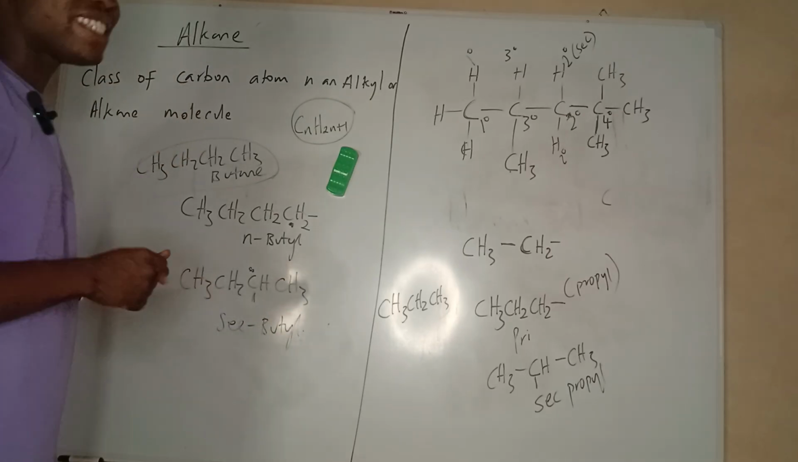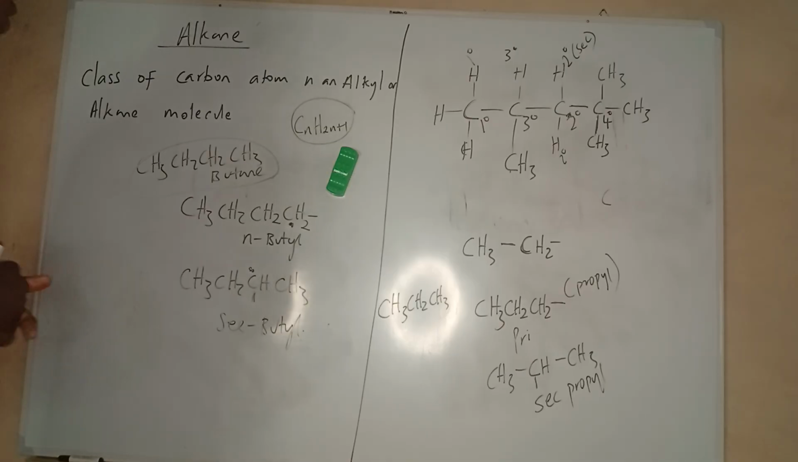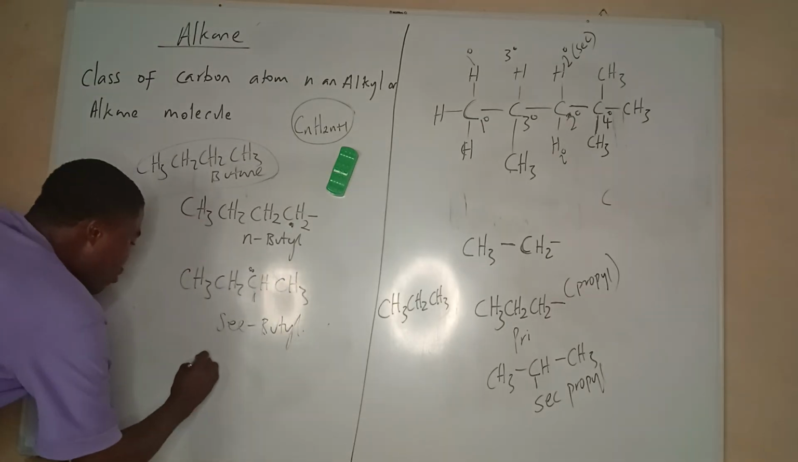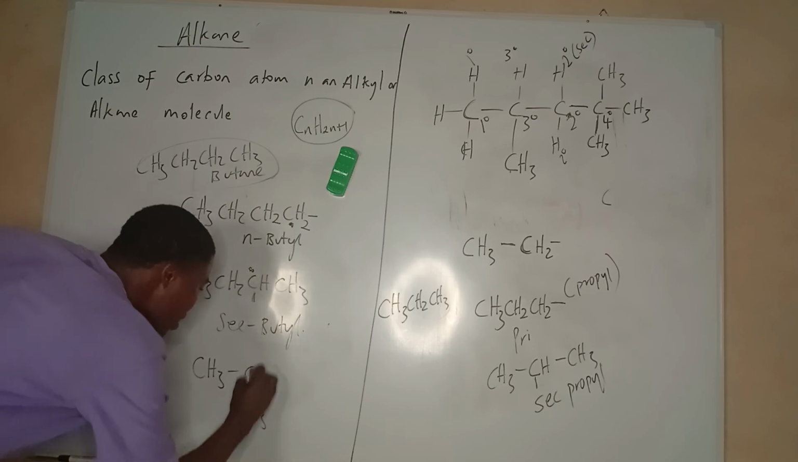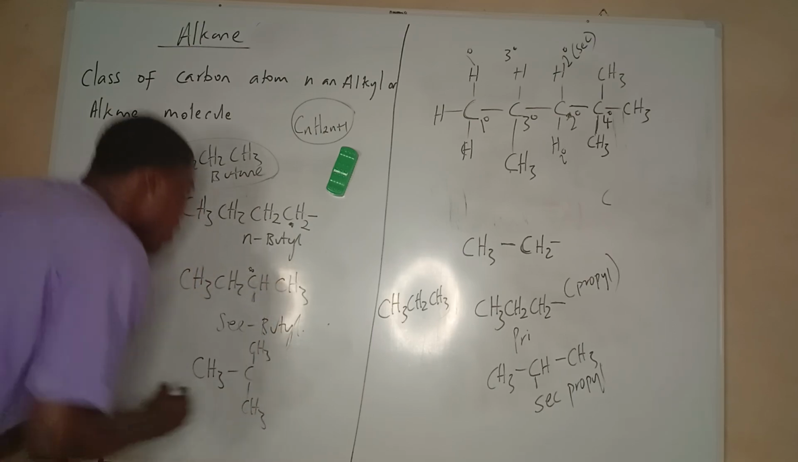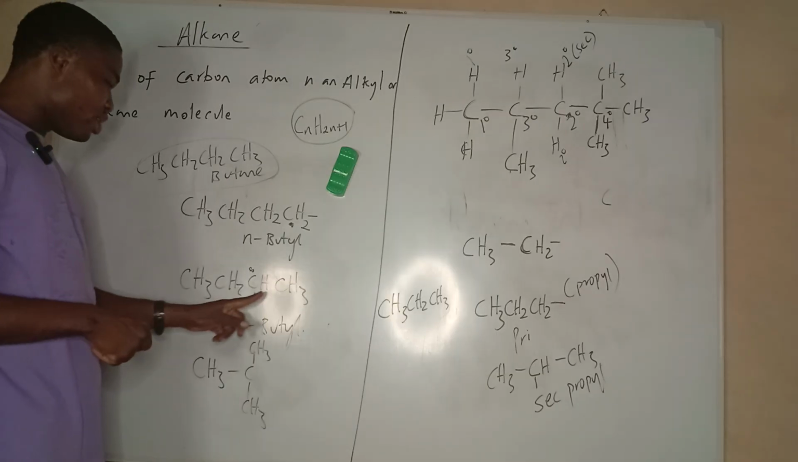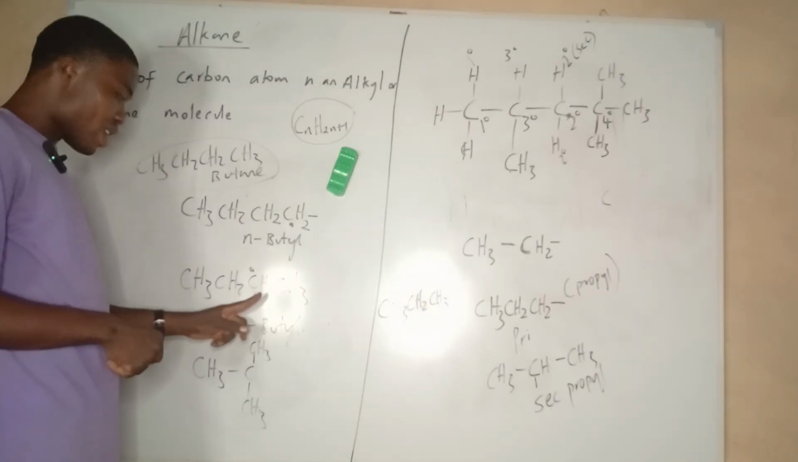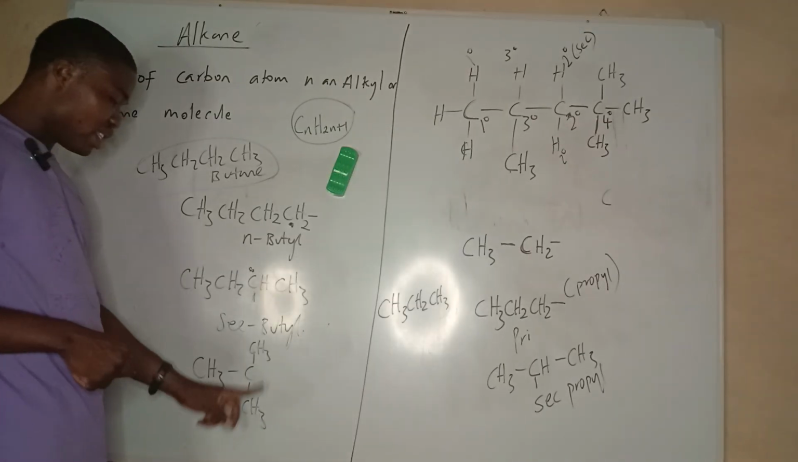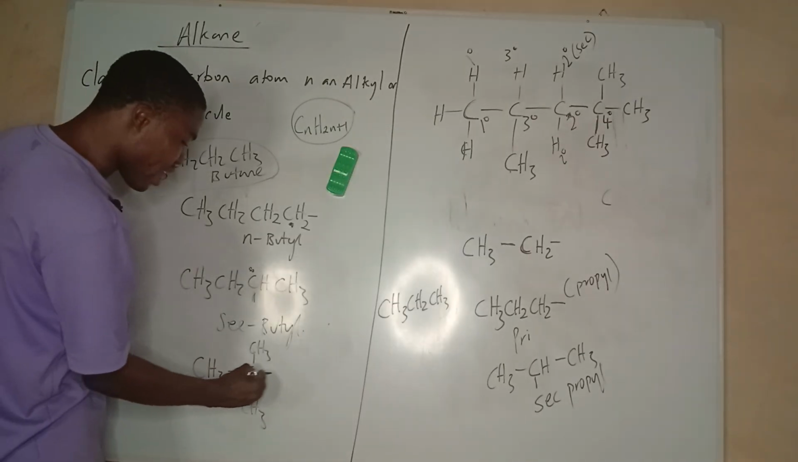So we can also have tert butyl. How does tert butyl look? Now let me show you. For tert butyl, we have a butyl group: CH3, CH3, CH3. Now this is also butyl. There are 9 hydrogens here: 3 plus 3, 6 plus 2, 8 plus 1, 9. But this is the guy making it an alkyl group now.